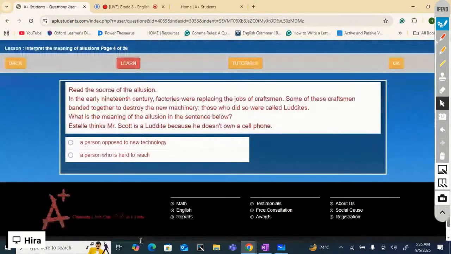In the early 19th century, factories were replacing the jobs of craftsmen. Some of these craftsmen banded together to destroy the new machinery. Those who did so were called Luddites. What is the meaning of the allusion in the sentence below? "Estelle thinks Mr. Scott is a Luddite because he doesn't own a cell phone." A person opposed to new technology, a person who is hard to reach.